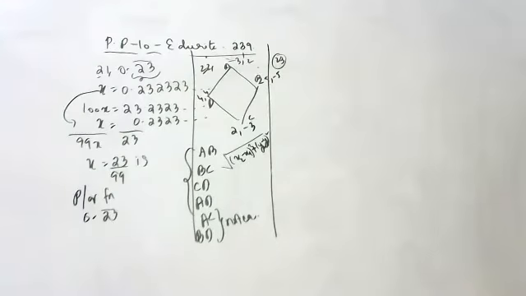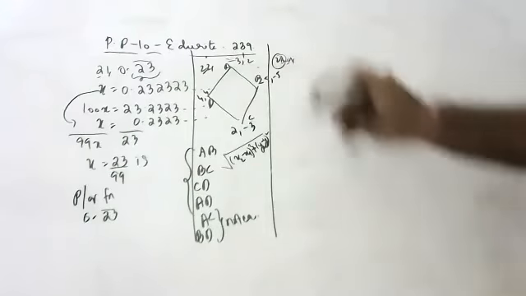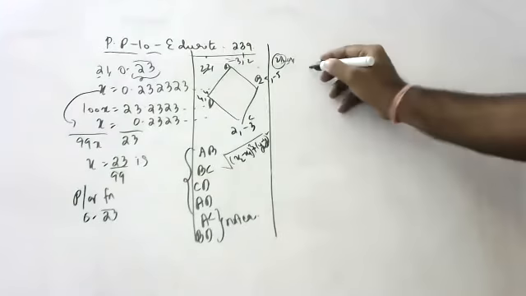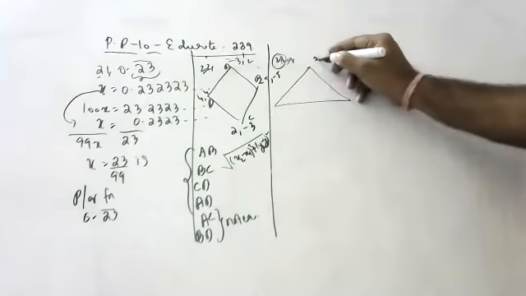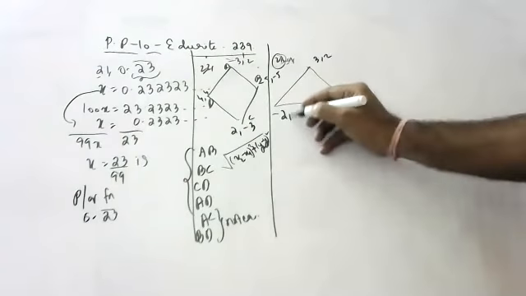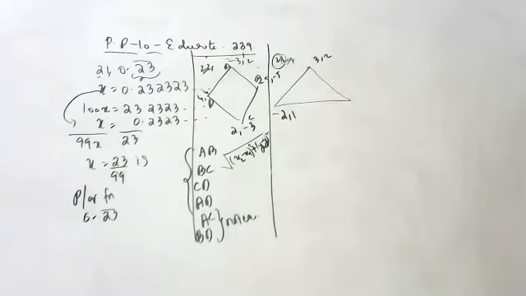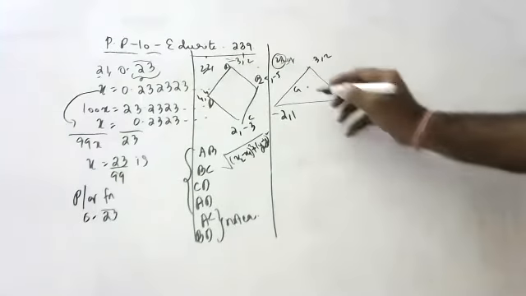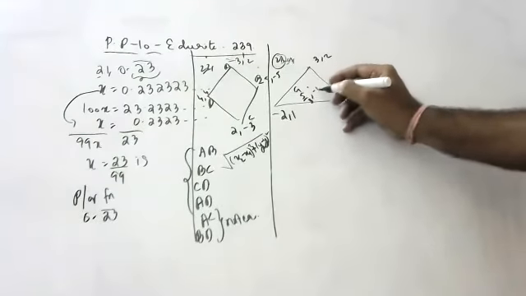Next, in the same 22nd question, there is another one. If A is 3 comma 2 and B is minus 2 comma 1, these are two vertices of triangle ABC whose centroid G has coordinates 5 by 3 comma minus 1 by 3. Find the third vertex.